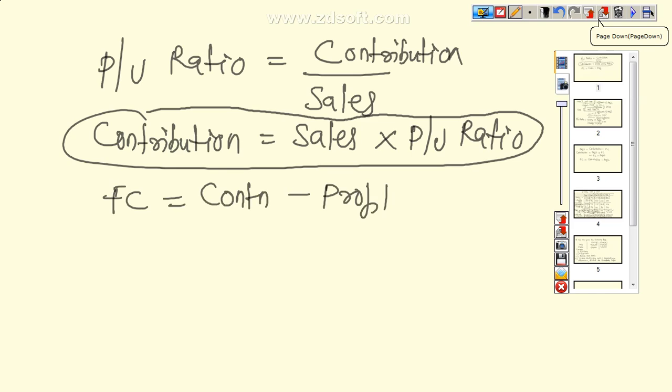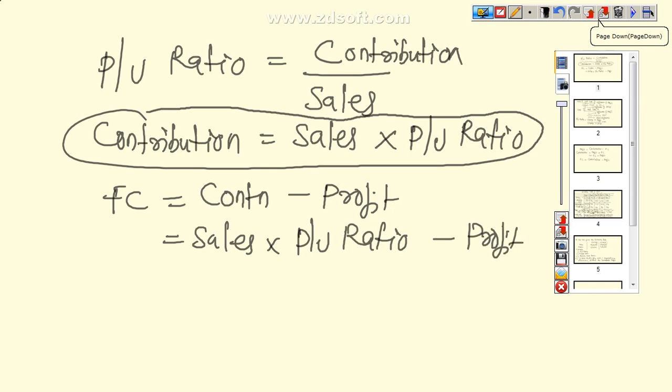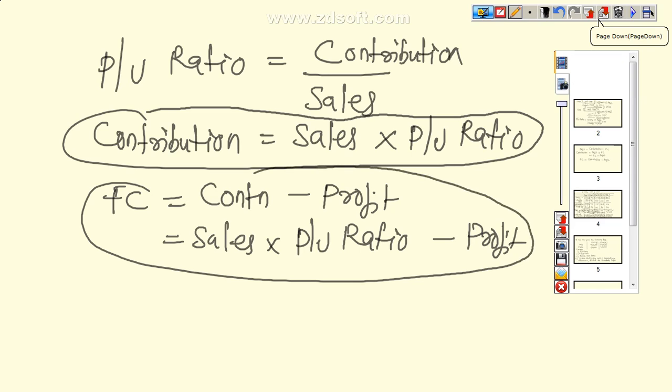We have framed this formula earlier. Here we can write in this case a contribution that is equal to sales multiplied by PV ratio minus profit. So there are two formulas in order to calculate fixed cost: fixed cost is equal to contribution minus profit, where contribution is equal to sales multiplied by PV ratio minus profit.